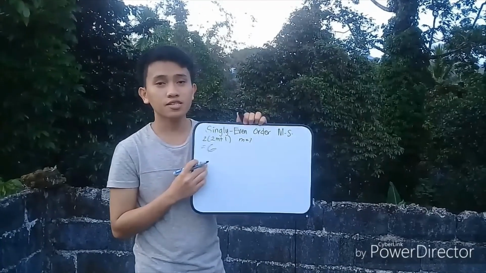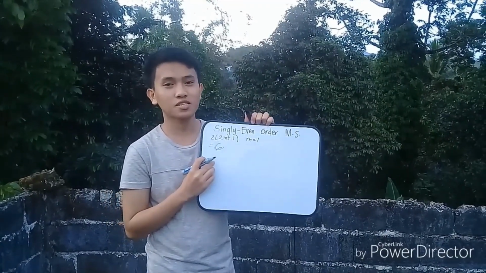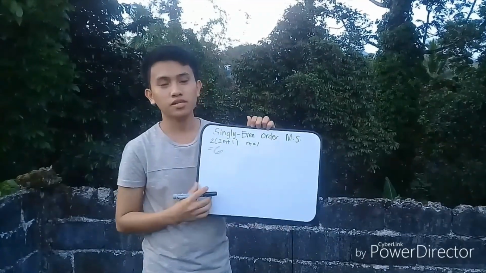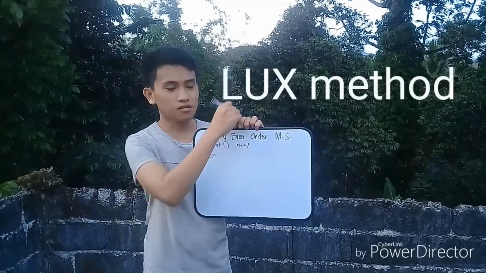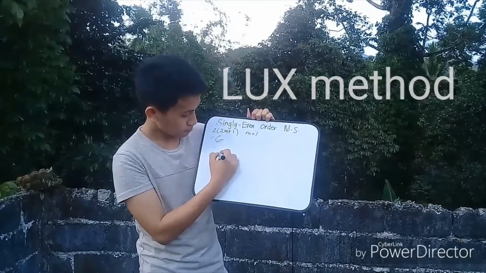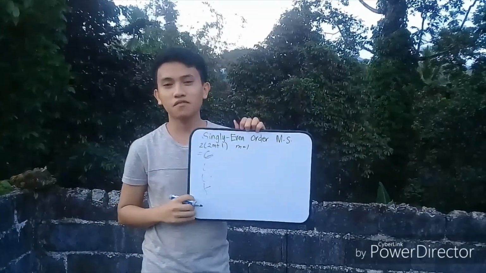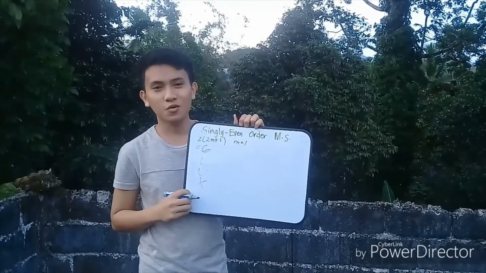So therefore, 6 is the first singly even order magic square. The famous method in creating a singly even order magic square is the LUX method. So this LUX method was invented by J.H. Conway.